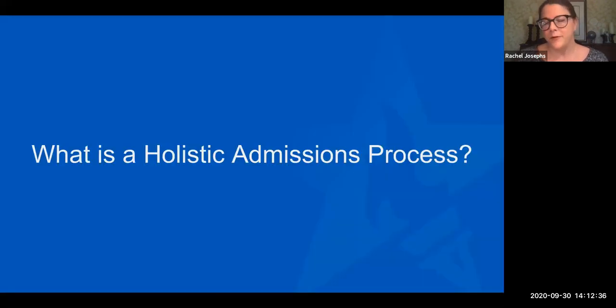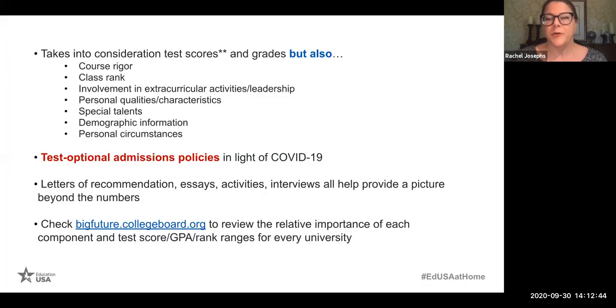So you may already know this, but we did want to make a note just as we start about the holistic admissions process in the United States. The Common Application helps us to piece together all of the different pieces that a university considers in an application. And this is why it's such a complex platform.